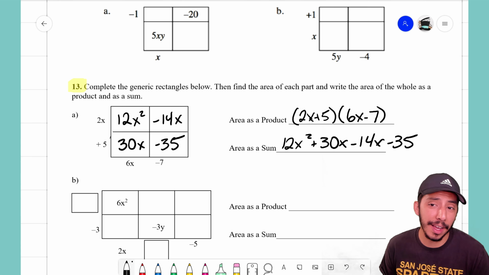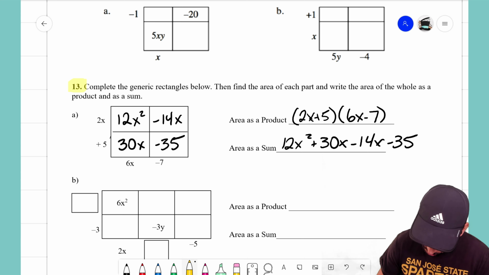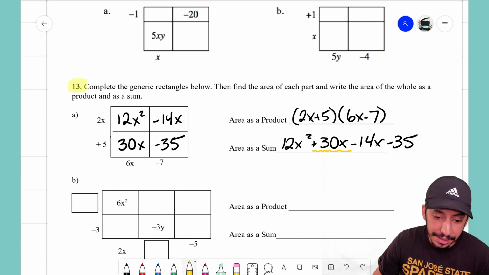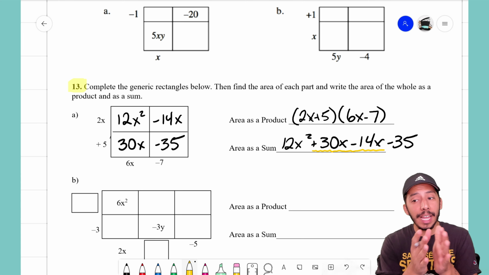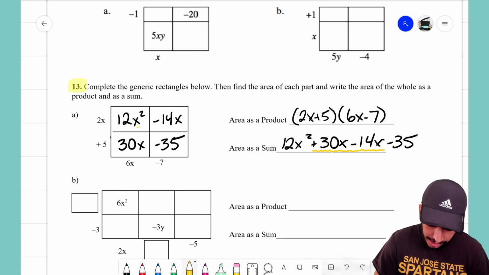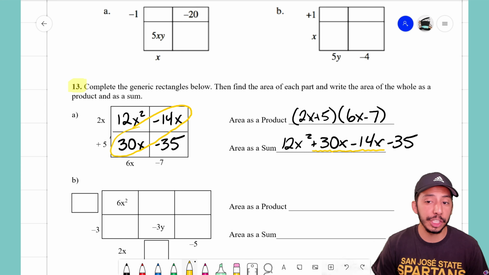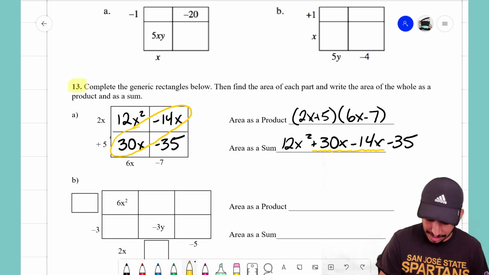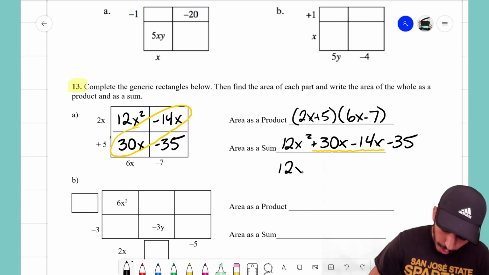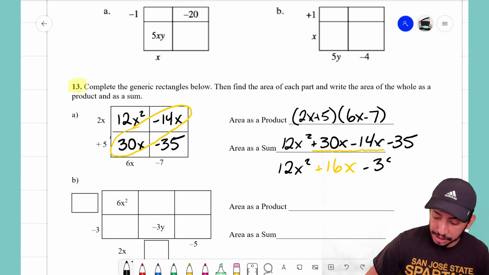Yeah, we want to simplify, because I see here in the middle, I have 30 x's and negative 14 x's. We can combine our like terms. Really, it's this diagonal on our generic rectangle. We always want to simplify that. So if I have 30 x's and I take 14 away, then we're just left with 12x squared plus 16x's minus 35.